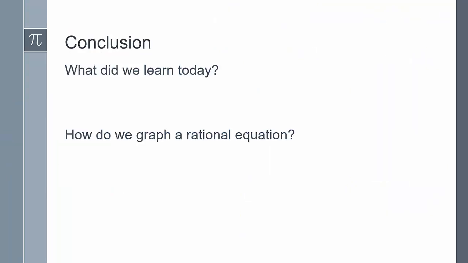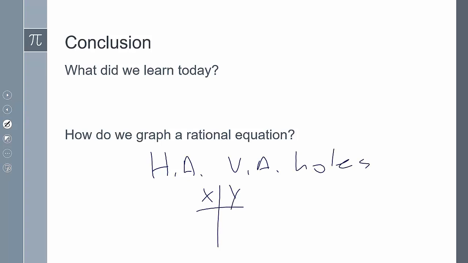So in conclusion, what did we learn today? We sketched rational functions, and the way that we graph these rational functions or rational equations is going to be first by finding the important information, so the descriptive information, horizontal asymptotes, vertical asymptotes, holes, and then pretty much the rest of it from there is to create your XY table and plug in a bunch of points and see what your graph is doing.